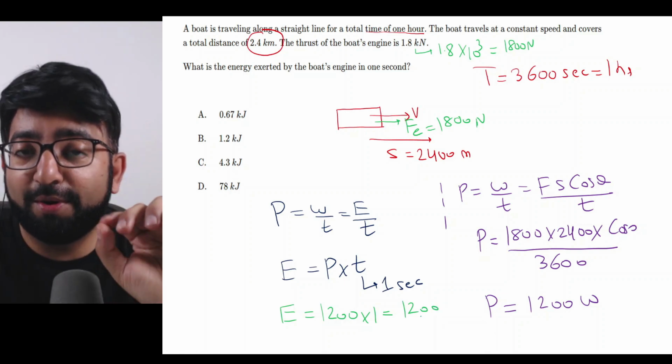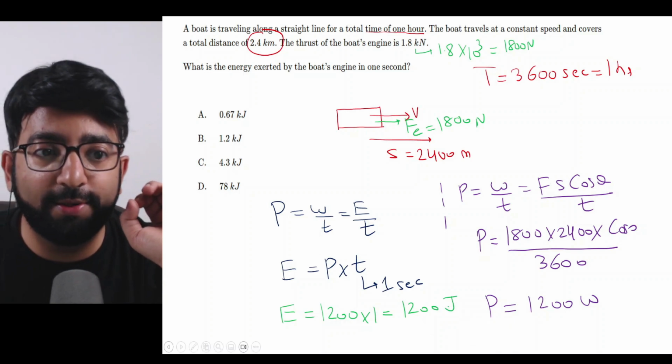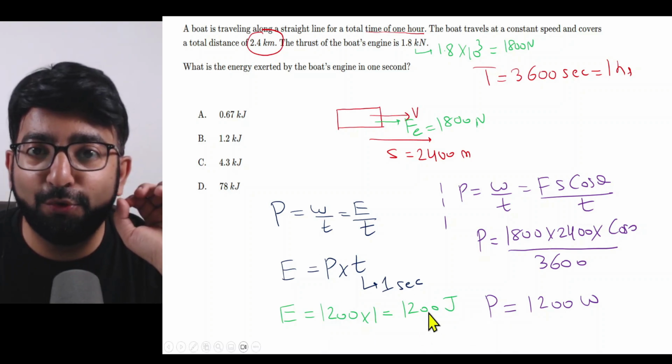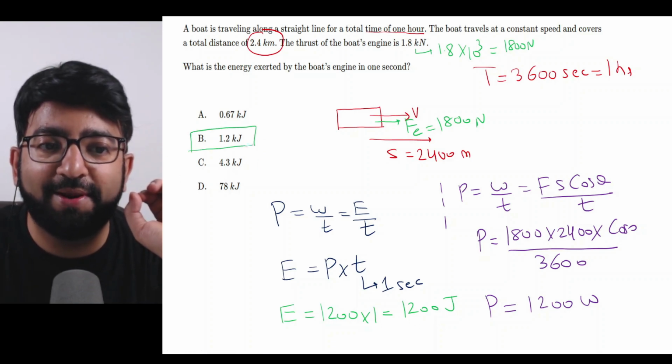Now the unit is important. We are dealing with energy. So it will be 1200 joules. Now let's look at the options. 1200 joules means 1.2 kilojoules, which is in option B. And that's why option B is the correct answer.